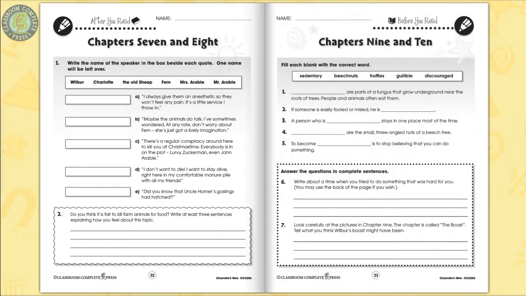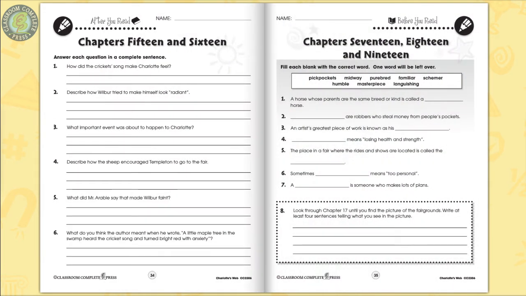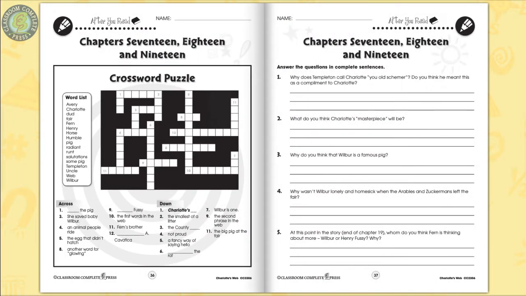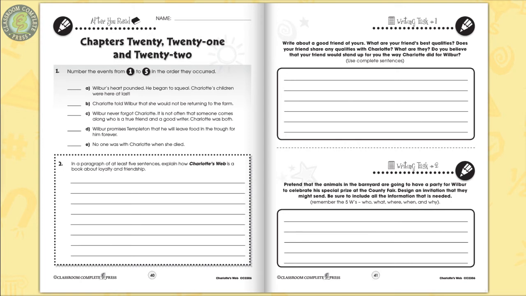Students share their opinions on the lifespan of animals on a farm. Write the name of the character next to their quote from the novel. Describe how Wilbur tried to make himself look radiant. Predict what Charlotte's masterpiece will be. 6 additional writing tasks follow.